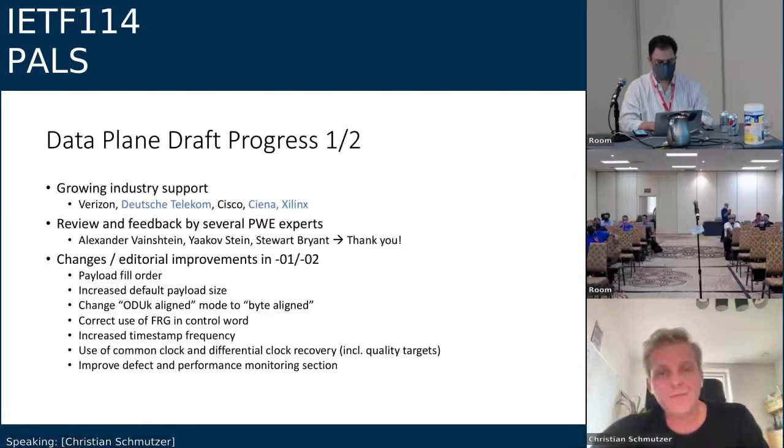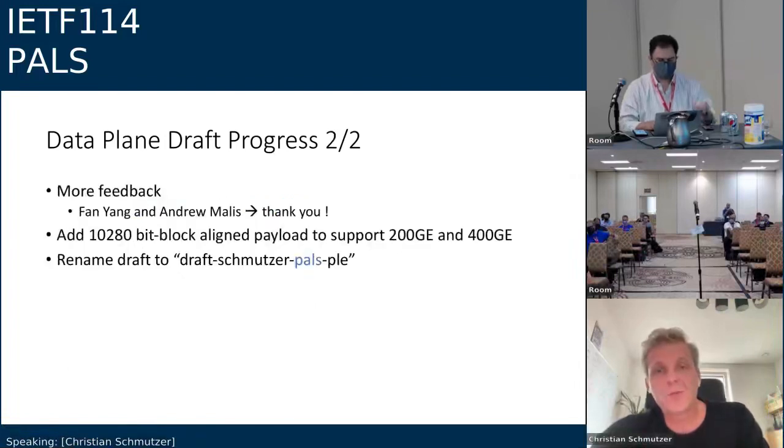Next slide. We also got some more recent feedback. Again, thank you to everybody who's providing input. More recently, we added the 1028-bit block alignment for supporting very high capacity 200 gig and 400 gig. This is probably a little bit more futuristic, but as networks may be built based on 800 gig and maybe 1.6 terabit Ethernet interfaces, this is something that will be asked for by the market as well. And last but not least, from the feedback, the conclusion was that this is something that should be addressed to PALS. I renamed the draft and am presenting it here now. Next slide.